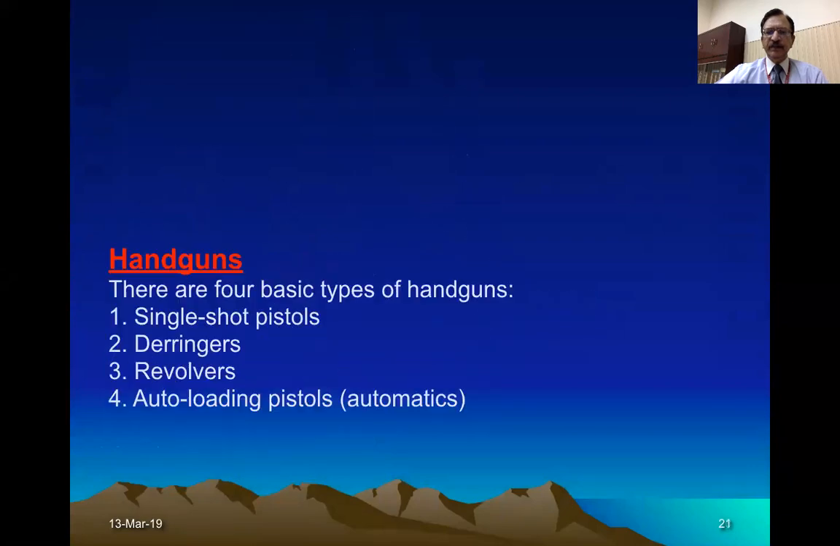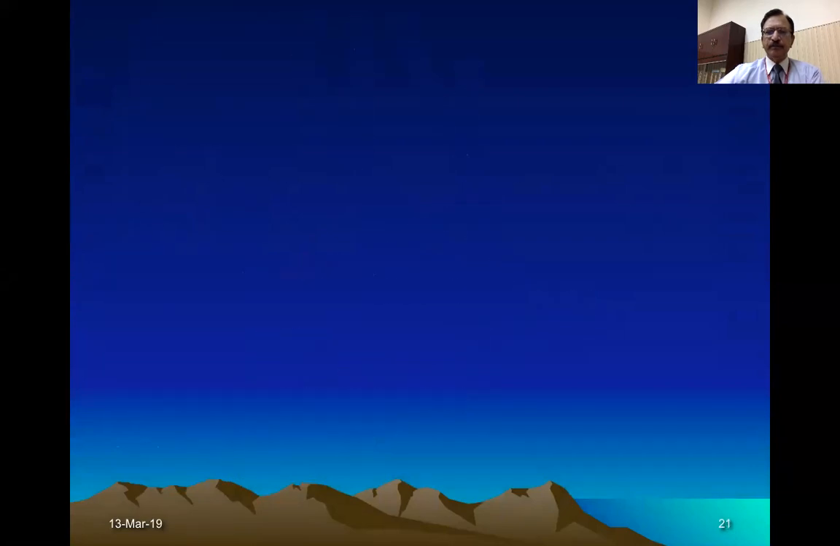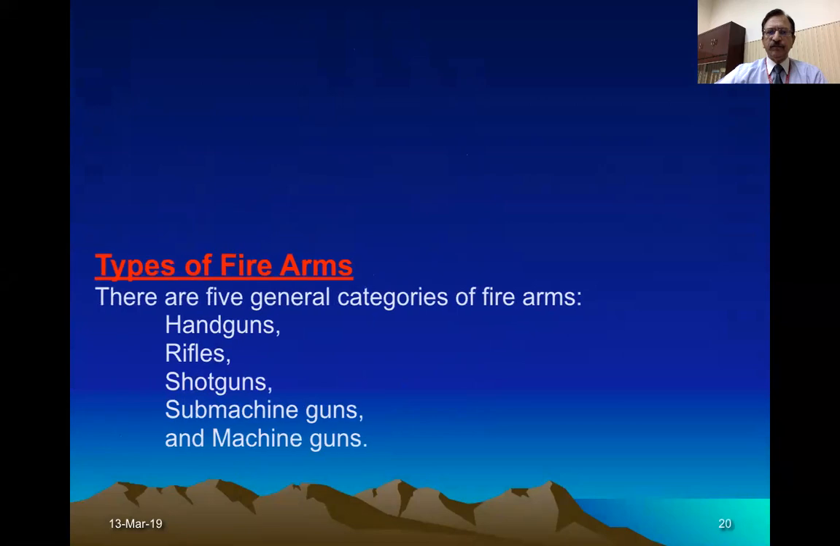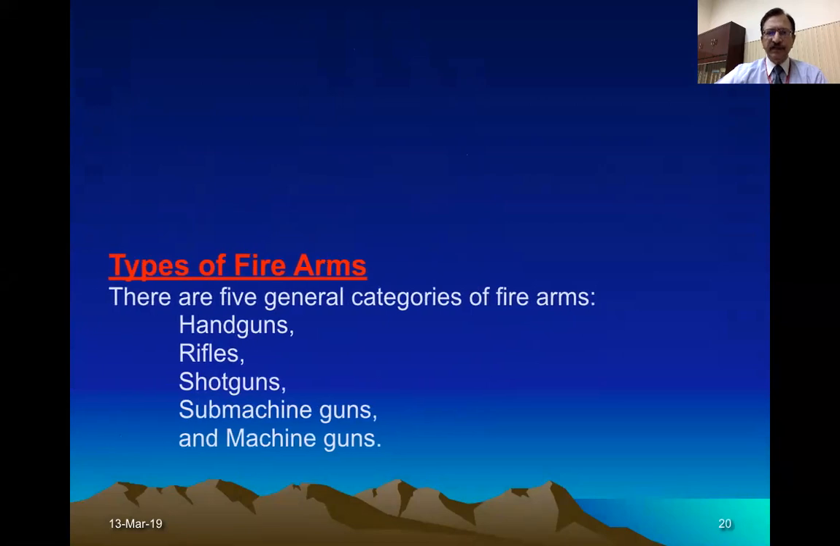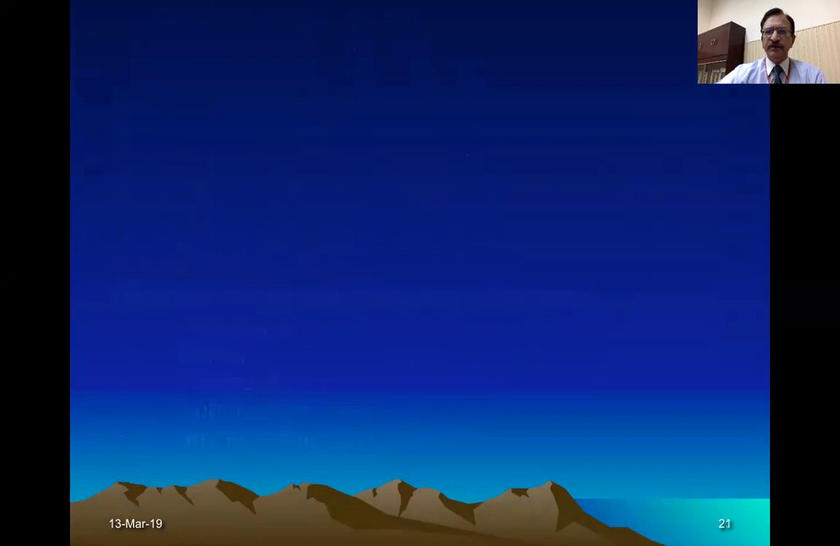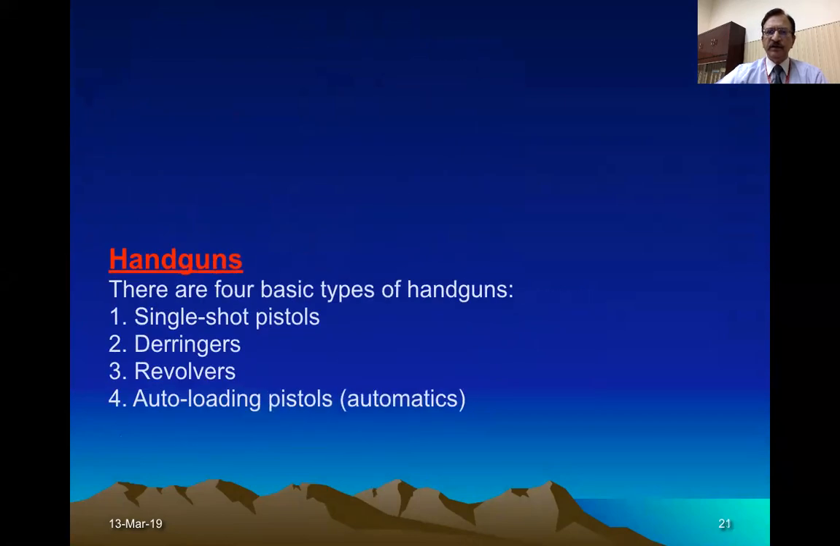Regarding the types of firearms, they are generally five types: the handguns, the rifles, the shotguns, the submachine guns, and the machine guns. And the handgun is further subdivided into single shot, derringers, revolvers, and automatic pistols.